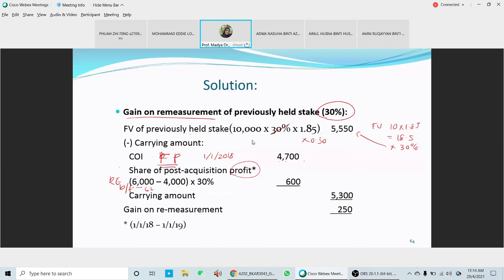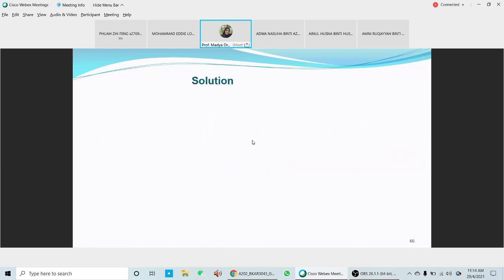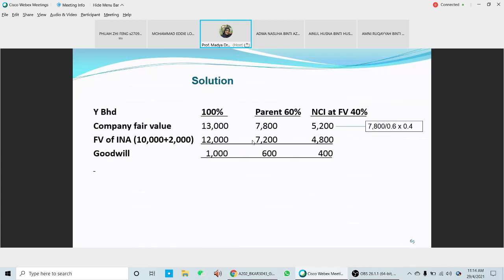Now we calculate the goodwill here. The fair value of the company, already calculated, is 13. Net assets here are 12: share capital is 10 and the RE is 2. So the goodwill is going to be 1 here. We allocate between the parent 60% and NCI 40%: 600 and 400.